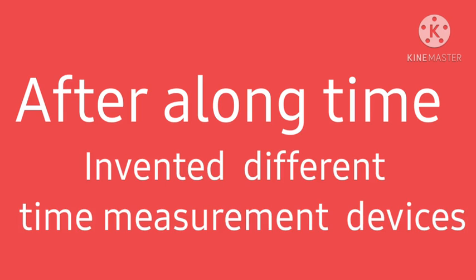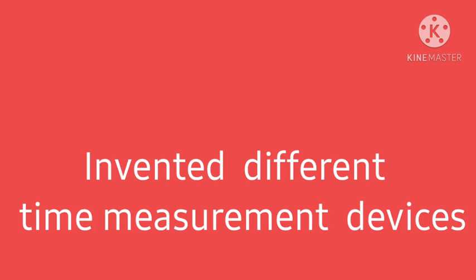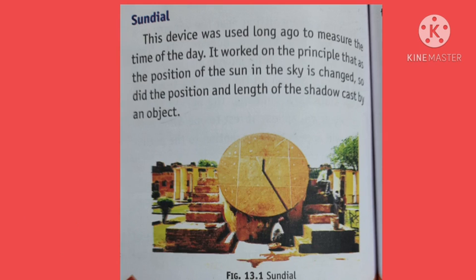After a long time, different people invented different devices to measure time. They are as follows. Number 1 is the sundial. This device was used long ago to measure the time of a day. It works on the principle that as the position of the sun in the sky changes, the length of the shadow changes too, and by seeing the length of the shadow they understood the time.